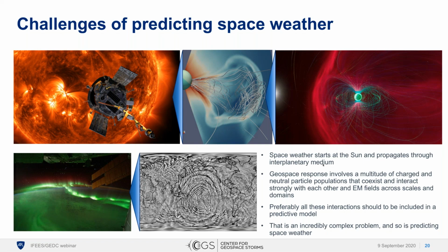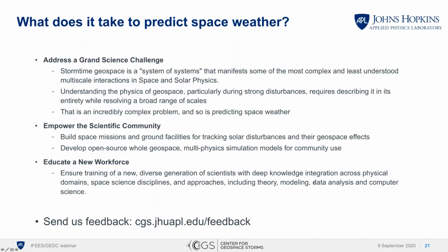And so if we're building a computer model that wants to simulate this system, preferably it should include all of these interactions within itself. And this is an incredibly complex problem, and so is predicting space weather. So I'm going to go to my last slide and kind of conclude with this question. What does it take to predict space weather?